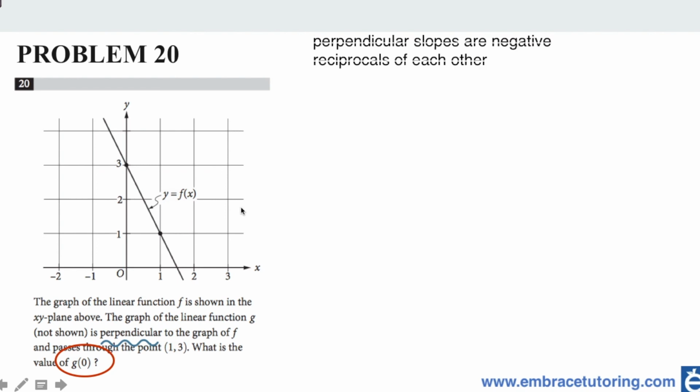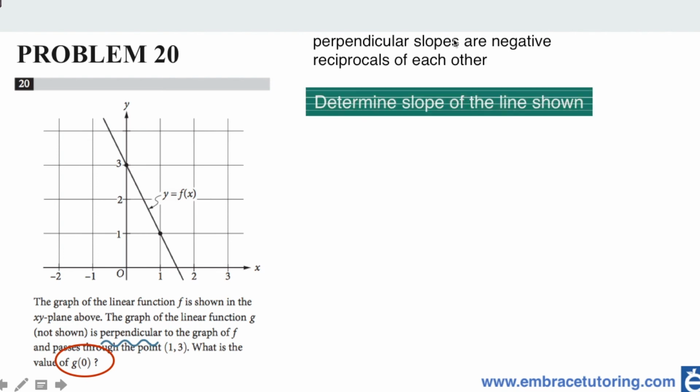What you want to pay attention to is that perpendicular slopes are negative reciprocals of each other. In order to do this problem, I first want to determine the slope of the line that's shown here, so I can then take the negative reciprocal to figure out the slope of the other line. Using y equals mx plus b, I notice I go down 2 and over 1 as I come down. So I go from 3 to 1, and then I go over 1. So my slope is going to be -2.